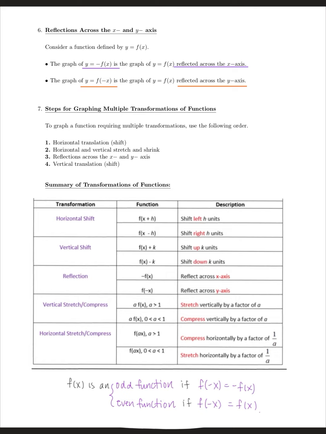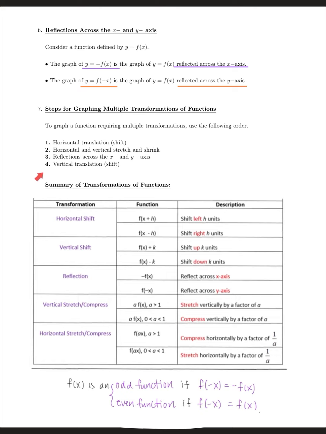And the last thing we're going to be learning about the transformations is the reflections across the x and y axis. It says consider a function defined by y equals f of x. The graph of y equals negative f of x is the graph of y equals f of x reflected across the x-axis. And the graph of y equals f of negative x is the graph of y equals f of x reflected across the y-axis.